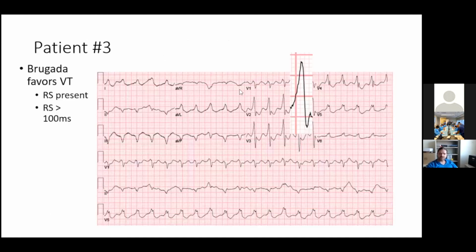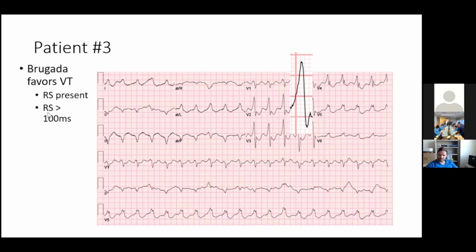Just going to go to our patient number 3, where we were looking at their EKG with presentation. Now, going through the steps, we're looking at the precordial leads. We're looking for lack of an RS. So step 1, we have an RS present, so that doesn't give us a diagnosis. We look for an RS over 100 milliseconds, which we have here in lead V2. So from the start of our R wave down to the nadir of the S, we are at 150 milliseconds.